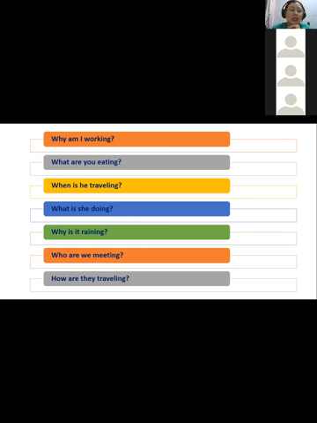O podrían haber dicho, why is it raining? Because we are in the rainy season. Y decir, por ejemplo, what is she doing now? She's waiting for the rain to stop. Está esperando que la lluvia calme. When is he traveling? He's traveling after the rain stops, o algo así, ¿verdad? Para continuar la conversación. O pueden tomar otras tres y hacerlas diferentes.